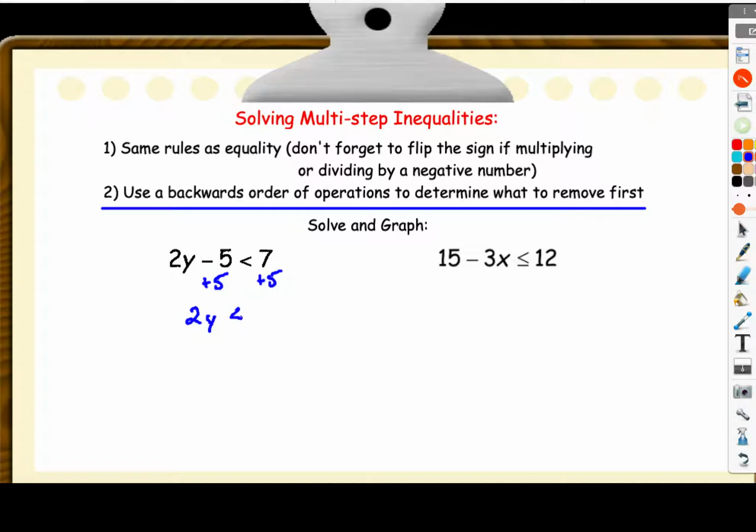And I'm just that much closer to isolating that y. Because all I did was add, I'm going to leave this sign. And I've got 12 on the right side there. Then we'll simply divide by 2. Now I am dividing, but notice that 2 is a positive number. So again, 2y divided by 2 is just y. Because it was a positive 2 that I divided by, I'm just going to leave that as less than. And 12 over 2 is 6. So that's a good statement for us right there.